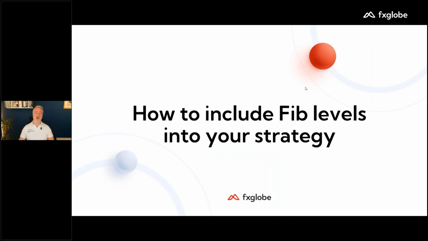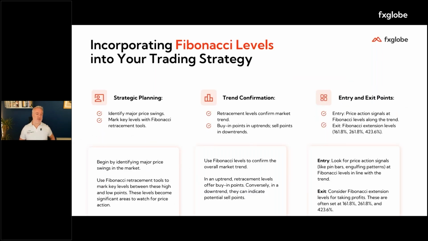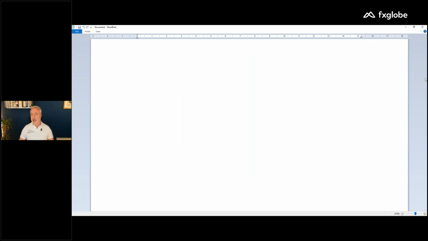So how would we include these into our strategy? Well, first of all, what we want to do is talk very quickly about how we would use them in the chart. They're most powerful when we use them in a trending market. So if I just go across to my document here, for example, we could see that the market is trending. So let's just say that we have a trend that's heading higher and higher, and we see the market has started to turn around.